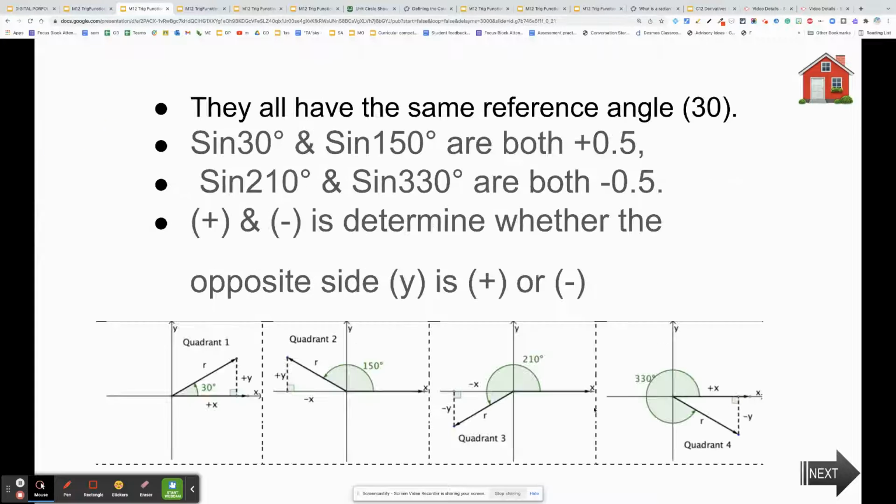Okay, welcome back. So when we draw these angles, we will notice that they all have reference angles of 30 degrees. We'll notice sometimes the opposite side is positive and sometimes it's negative. That means that the sine of 30 and the sine of 150 are both positive, and the sine of 210 and 330 are both negative because the opposite sides are negative.